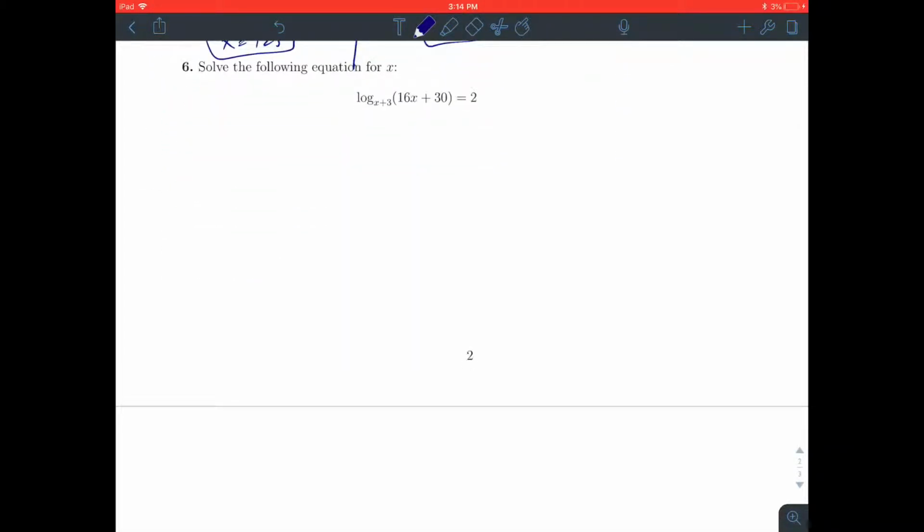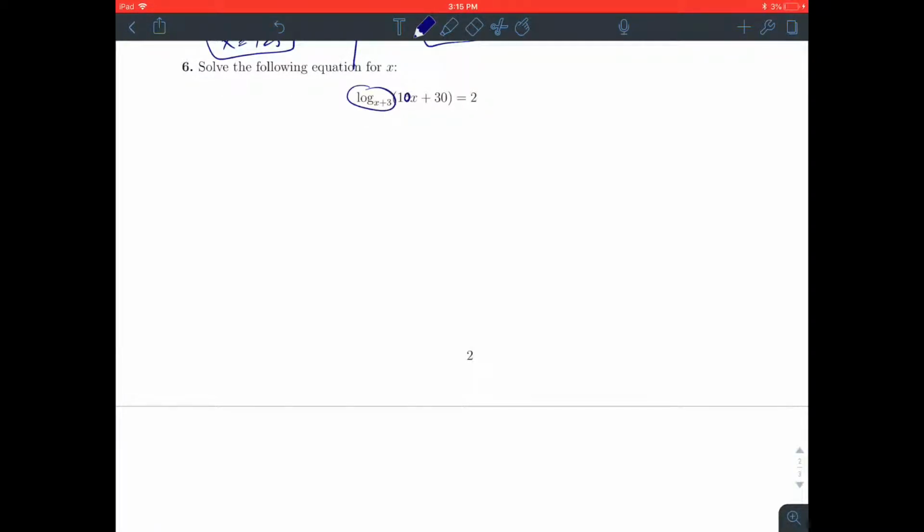For problem 6, there's a typo in this problem. Sorry about that. It should have said 10x instead of 16x, I hope. All right, let's see if I fix the problem. So this one looks a little bit crazy. We've got log base x plus 3 of 10x plus 30 equals 2.